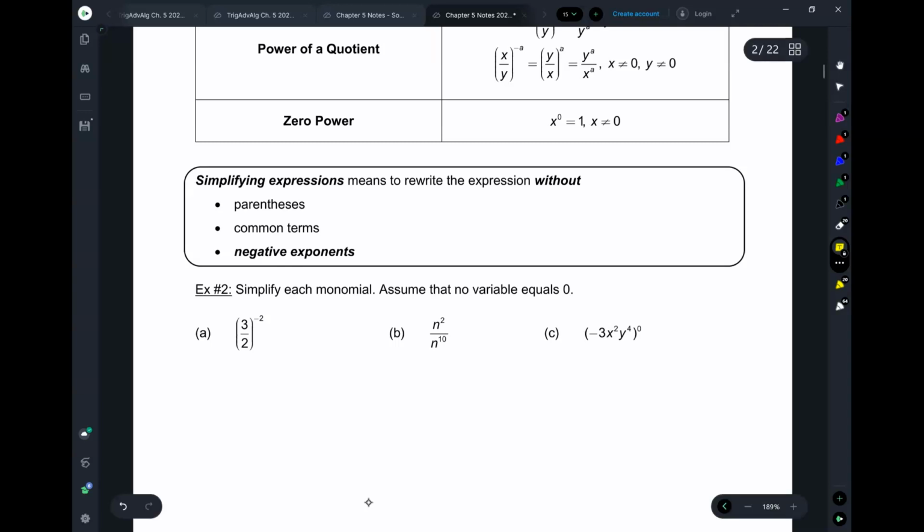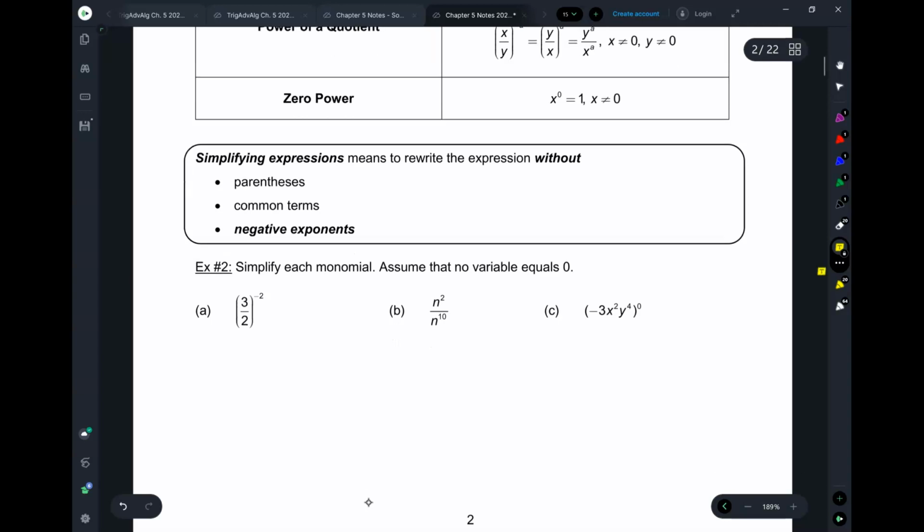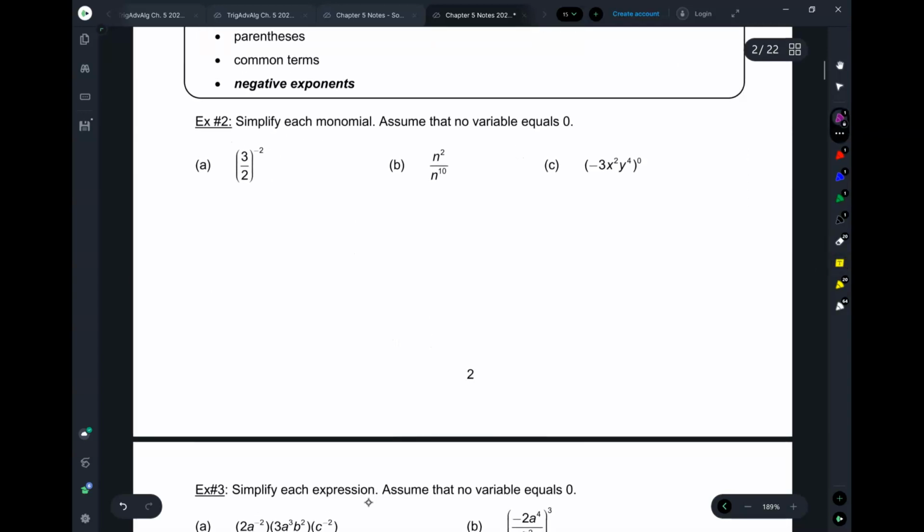I can't stress that enough, okay? No negative exponents. All right, let's do this. So here, you have a negative exponent. A negative exponent basically takes the reciprocal, right? So this would be 2/3 to the power of 2.